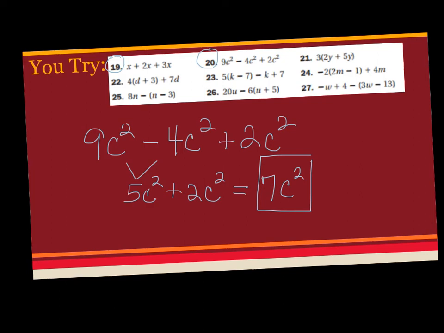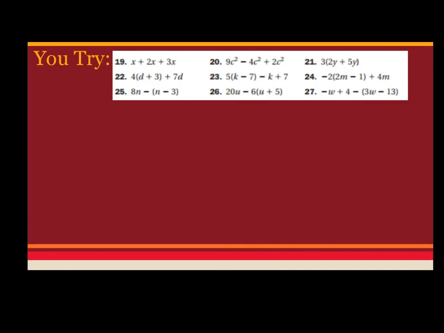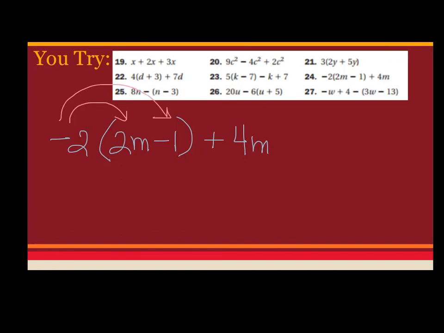Let's try another one. All right, next I'd like to try number, let's see, 24. So negative 2 multiplied to 2m minus 1 plus 4m. This one does have the distributive property. I see it right here. So that's what I want to take care of first. Always, always take care of your distribution first.